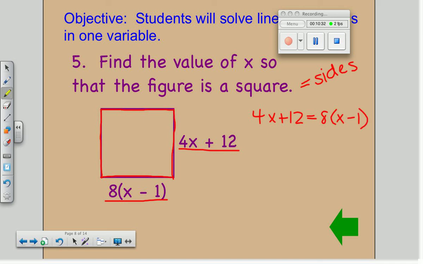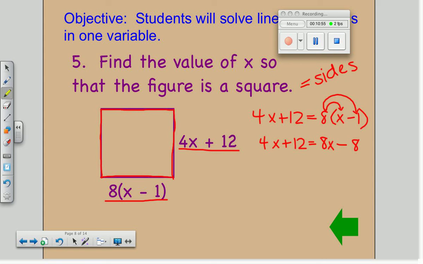All right. I can see I have distributive property, so I'm going to do that first. This side stays the same. I'm not going to change a darn thing. I'm going to distribute the 8 to the x, distribute the 8 to the minus 1. 8 times x is 8x, minus 8 times 1 is 8.